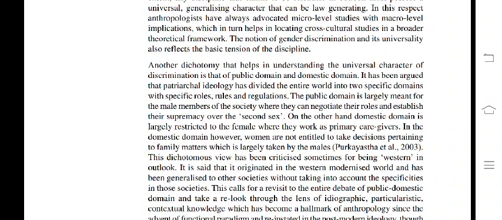In the domestic domain, however, women are not entitled to take decisions pertaining to family matters, which are largely taken by the males. Porkyastha et al. 2003.